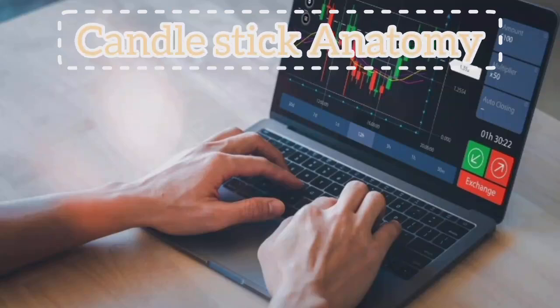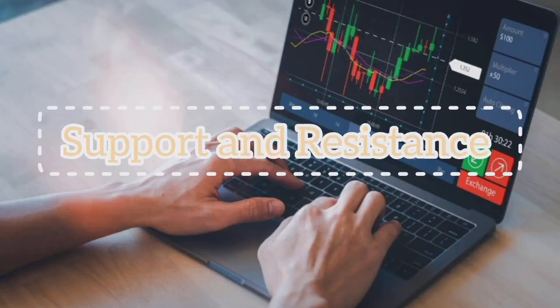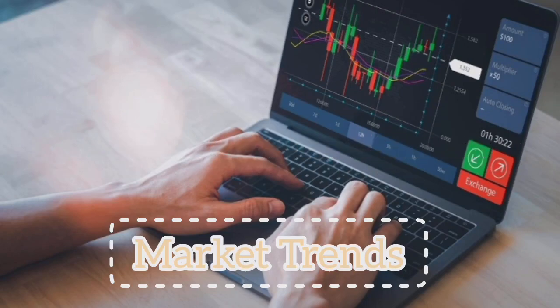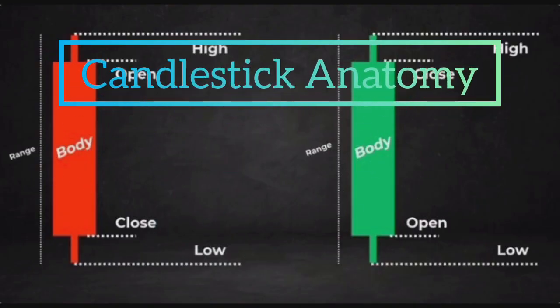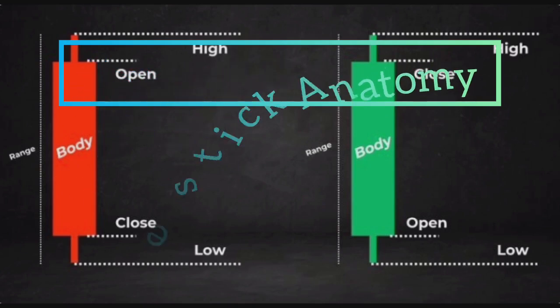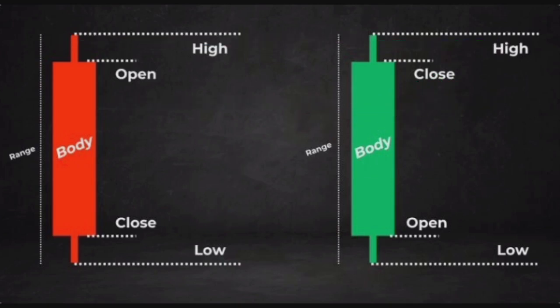So in this lesson, we're going to be looking at candlestick anatomy, support and resistance, and market trends. So what is candlestick anatomy? Candlestick anatomy talks about the body of the candle, the upper and lower wick, the open price, the close price, the high and the low. Now the distance between the low and the high of a candle is called the candle range.